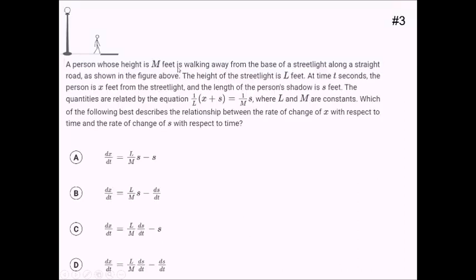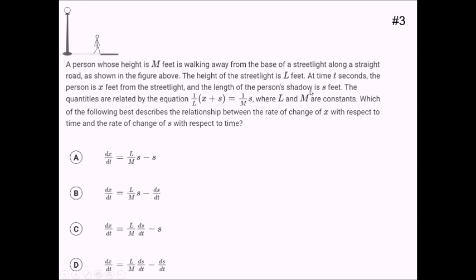For this problem, we have a person who is m feet tall walking away from the base of a street light along a straight road. We've got a nice little picture of this. Height of the street light is L. And basically we have both the person's distance from the street light and the length of the person's shadow changing over time as this person walks away.